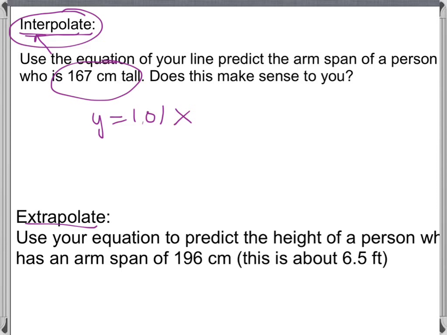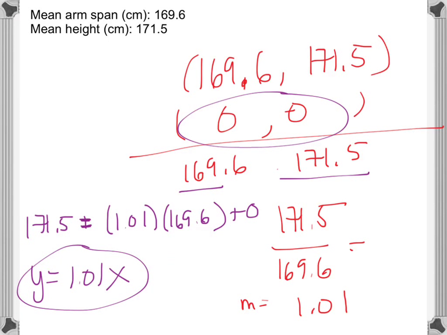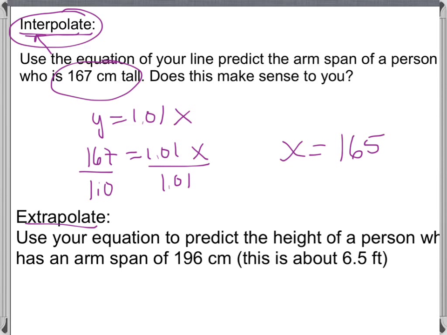Okay, remember x is the arm span, and the height is y. So I want to put the y in for 167, and that's 1.10x. Now to solve for x, I have to divide each side by 1.01. So x would be equal to 165.3 centimeters.